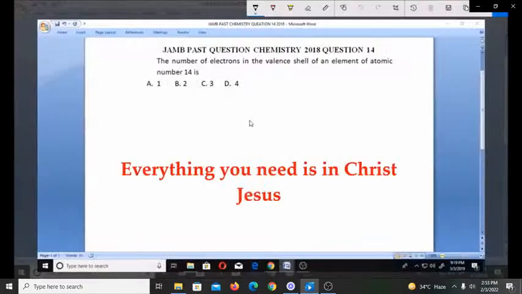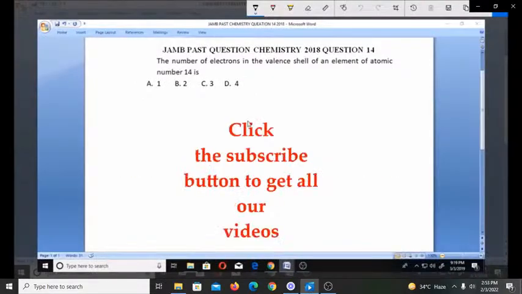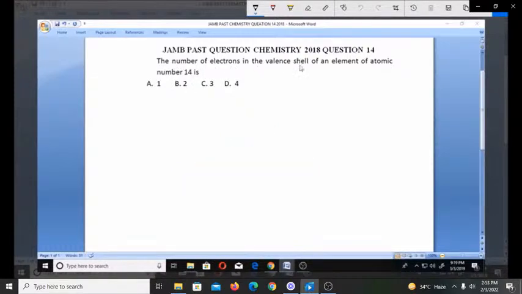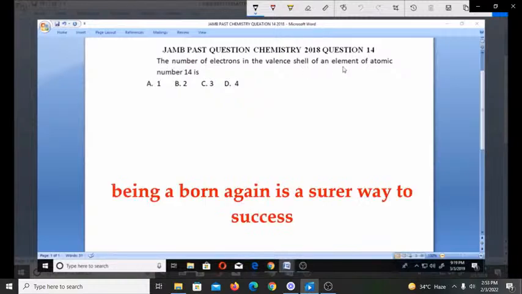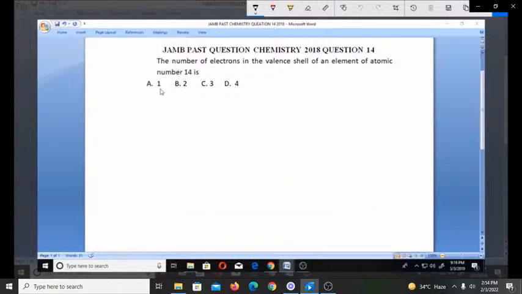Now let's look at question number 14 for WAEC Chemistry JAMB Past Question 2018. The number of electrons in the valence shell of an element of atomic number 14 is A, 1; B, 2; C, 3; D, 4.